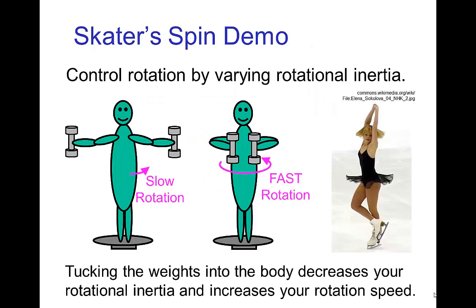There's a common physics demonstration where you stand on a platform holding some weights, and when you bring the weights towards your body, you reduce the rotational inertia, and that increases the speed of rotation. And then you can pull the weights back out, and that slows you back down, and then you can pull them back in, and that speeds you back up. Very much like when an ice skater does a spin, bringing her arms and legs close to her body.